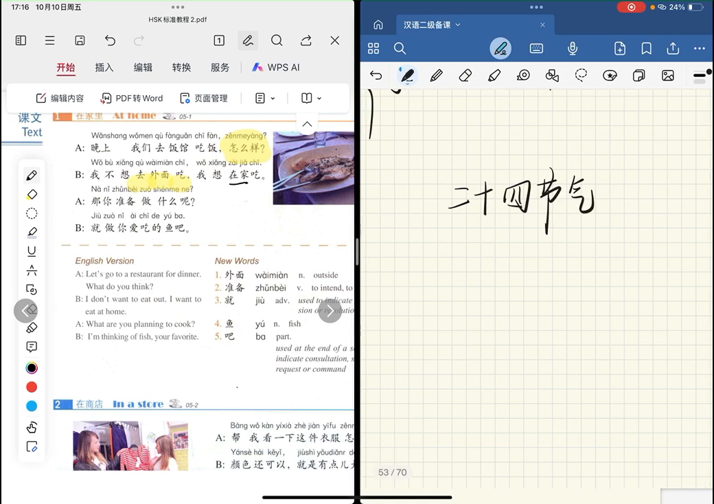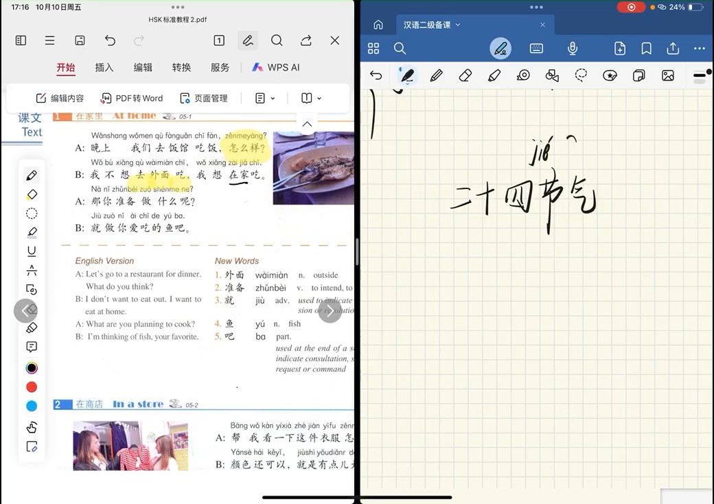24, 24, right? The solar term. 24节气 24节气 So this is one of China's intangible cultural heritages.